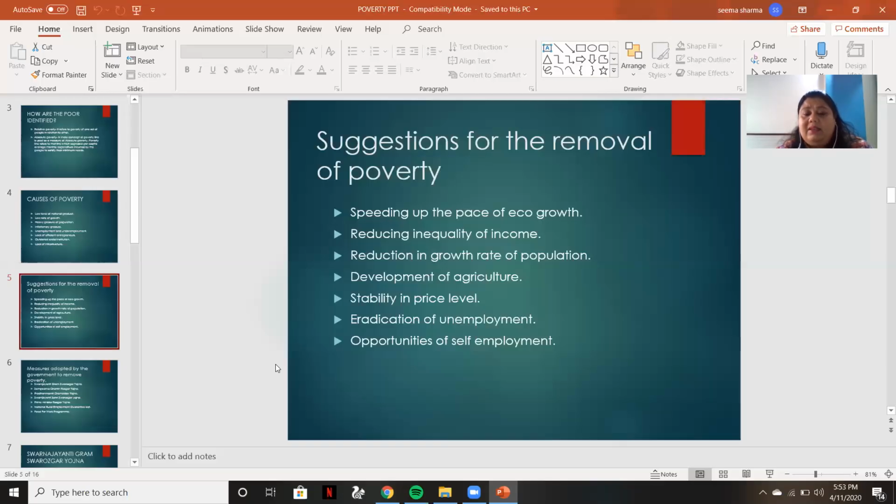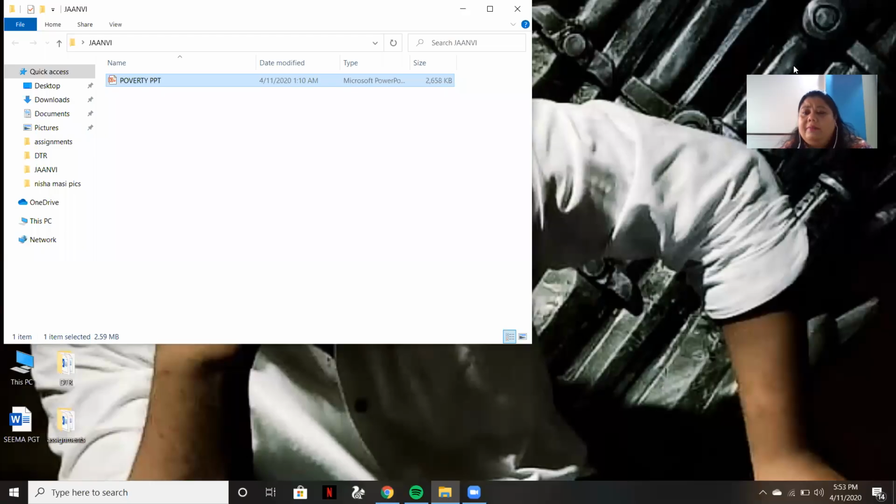And last is opportunities for self-employment. We need to change our educational system so that we don't create job seekers, but rather we create a mob of people who are able to create jobs for themselves as well as jobs for others.